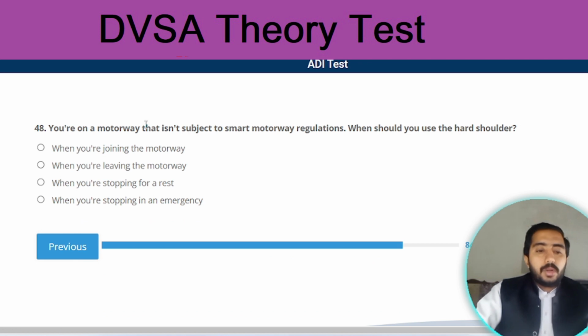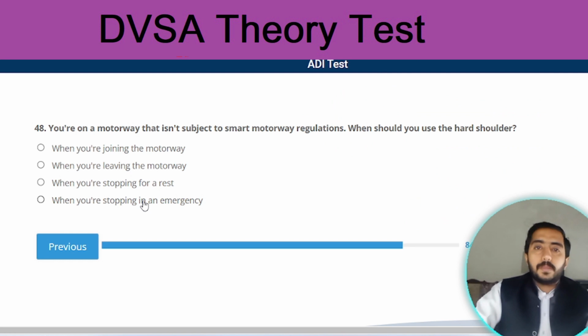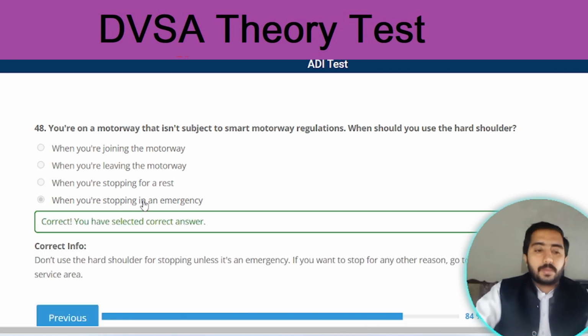You are on a motorway that isn't subject to smart motorway regulations. When should you use the hard shoulder? You use the hard shoulder when you are stopping in an emergency. Option D is the correct one.